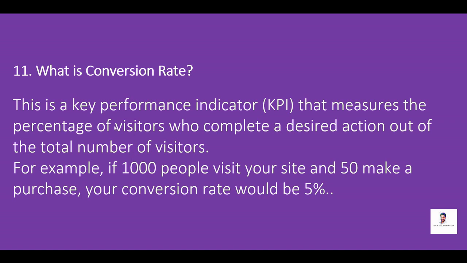What is conversion rate? This is a key performance indicator, KPI, that measures the percentage of visitors who completed a desired action out of the total number of visitors. So conversion is just aligned to your KPI. Conversion rate is who completed the desired action out of the total number of visitors, kind of an average. For example, if 1000 people visit your site and 50 make a purchase, your conversion rate would be 5%, right? Or let's make it 100. If 100 people visit your site and 5 make a purchase, your conversion rate would be 5%.